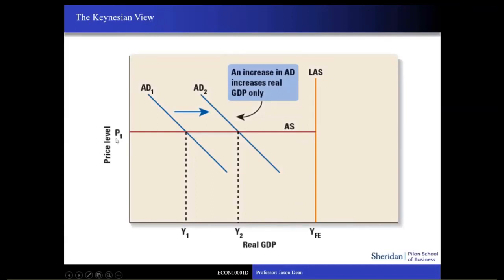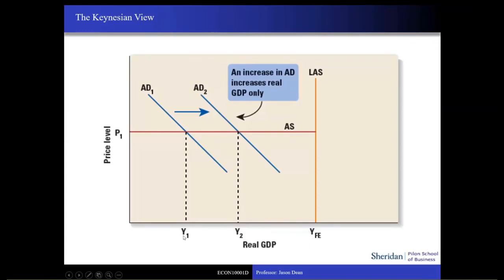We just have a fixed price level at P1. Okay, so prices can't change. And so if you have an increase in aggregate demand, instead of prices getting bid up, real GDP would increase. But this can only happen because you're in a recession. Look how far we are below our potential GDP here.